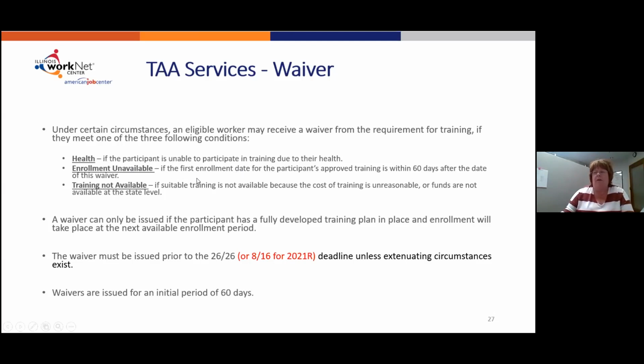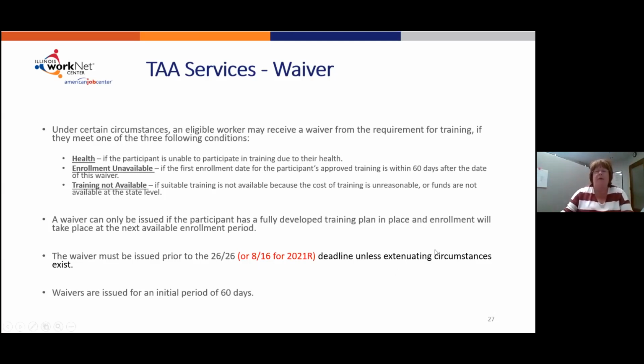Enrollment unavailable. Say if they come in right now, for instance, and the training doesn't start until January, but their deadline is coming up at the end of October. We can issue a waiver for that participant as long as they have a training plan in place, and they're going to start in January. So we can issue a waiver so that they can start receiving their TRA benefits, and then when they are ready to, within 30 days of the start date of that training program in January, we can do the enrolled in training at that point.